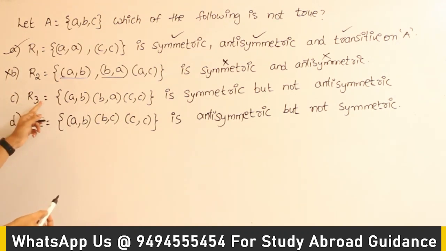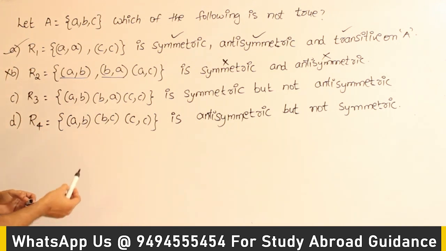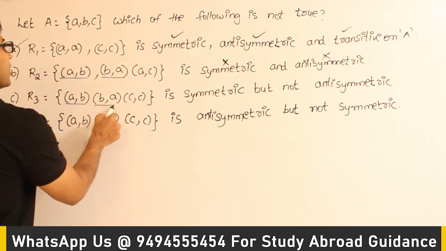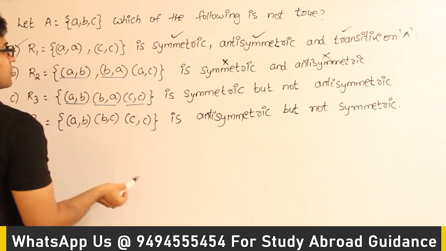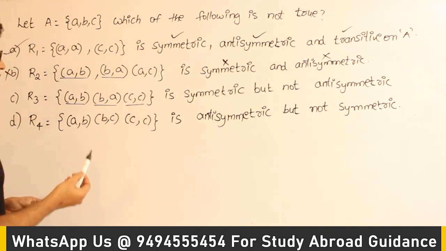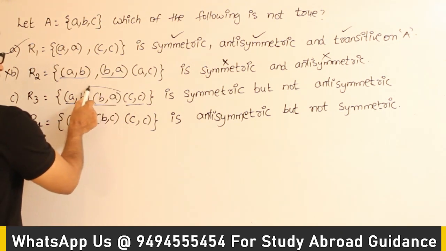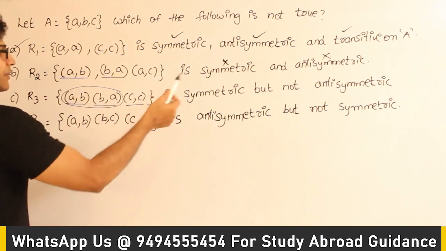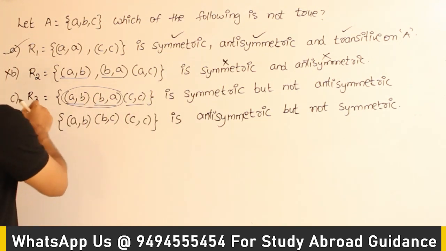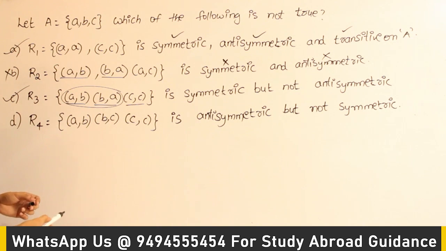Now R3 is containing these three ordered pairs, and it is symmetric. Symmetric means you should have (a,b), (b,a), yes, and then (c,c) is also a symmetric kind of element. So it is symmetric, but it is not anti-symmetric. Yes, it is true, isn't it? Because of the presence of the symmetric elements, it cannot be anti-symmetric. Got it? Therefore this is true.